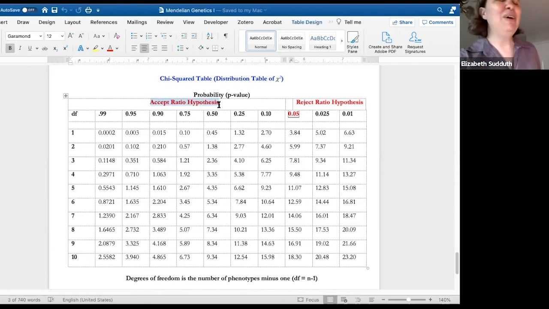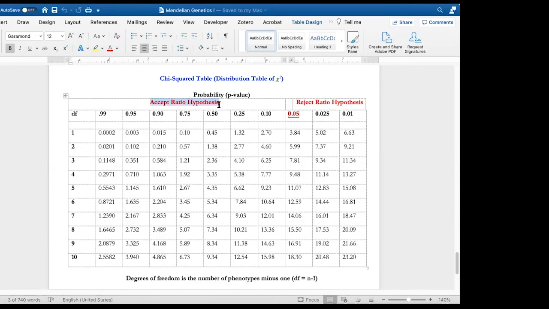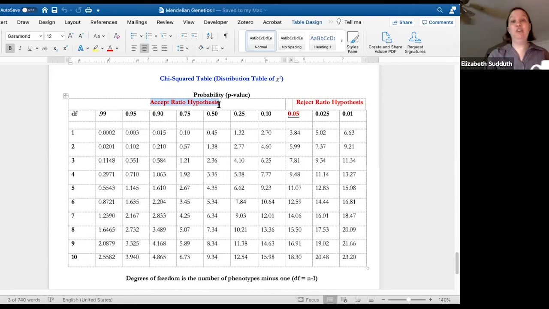What was our ratio hypothesis for this test? Wasn't it 3 to 1? It was that they were in a ratio of 3 to 1. So we have accepted that they are indeed in a ratio of 3 to 1.